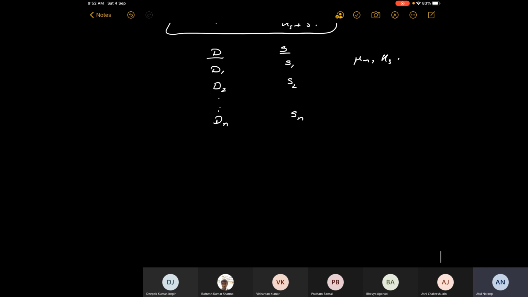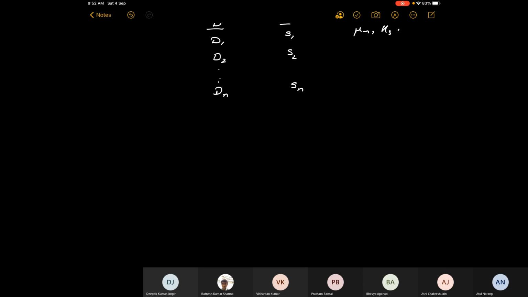So maybe I can just give you a crude explanation of what is going on here. In least squares analysis, let's say this is our data, S versus D, and this is the data that you got. So at least you know how to use Excel, right, to get the straight line? Yes, sir.